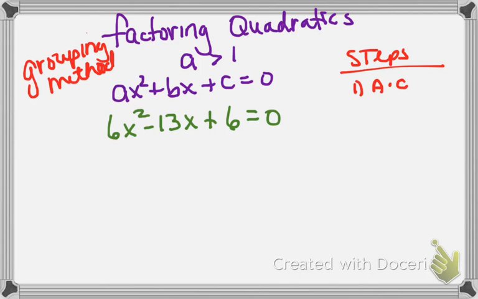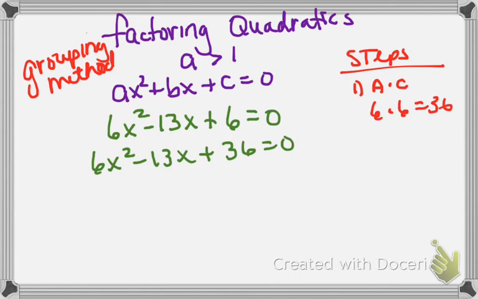So we're going to do a method called the grouping method. There are all sorts of methods, but we're just going to use the grouping method. Alright, so the first step is to multiply my a and my c, and so 6 times 6 is 36. So when I start doing this, I'm going to go ahead and say 6x squared minus 13x plus 36 equals 0.